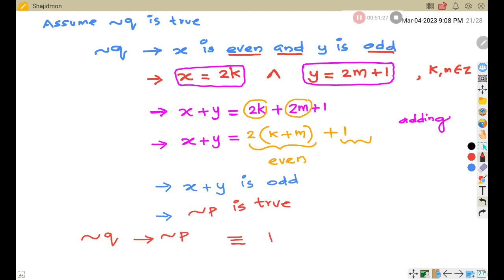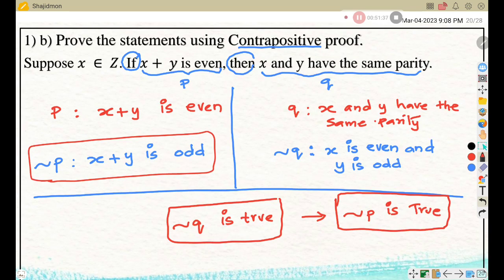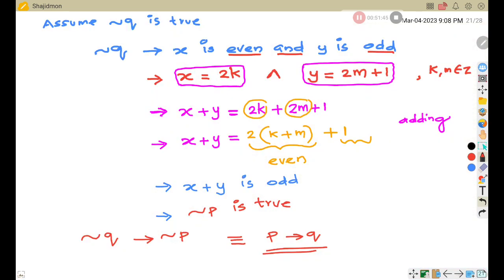That is logically same as p implies q. So this is the proof of that question. Hope you understood. So this question we started with the negation q, x is even and y is odd. We got x plus y is odd. That means negation q implies negation p. That is the proof of our statement.